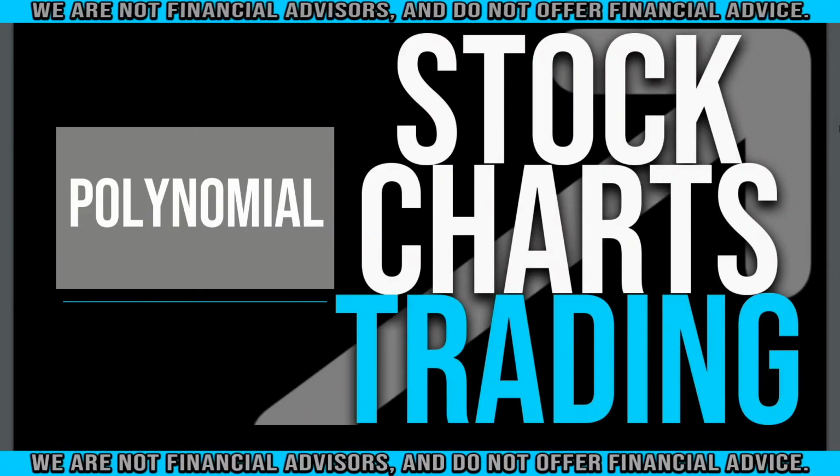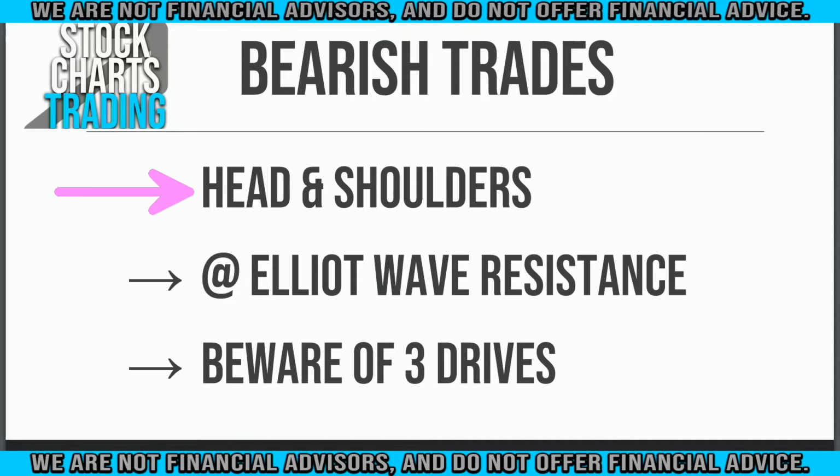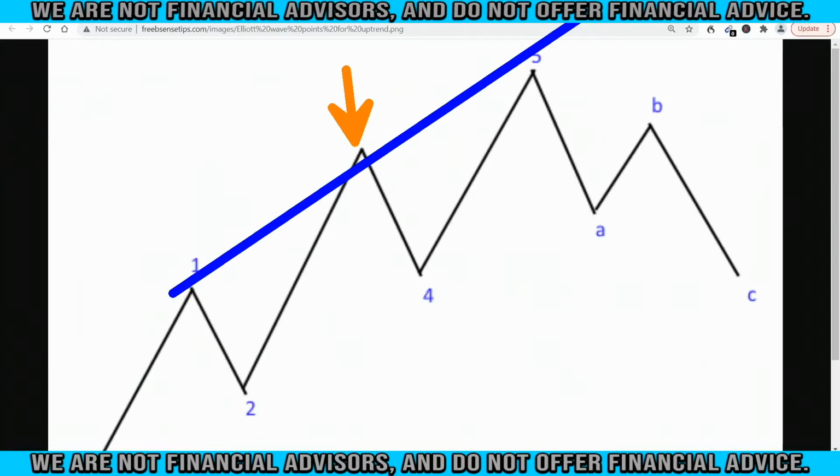Let's look at the polynomial. For this example, I want to home in on our bearish trades, a head and shoulders pattern up against an Elliott wave resistance, but always beware of a 3 drives method. Basically, when we're up against resistance on an Elliott wave, enter into the trade. There's a high likelihood of a head and shoulders pattern giving me 3 entry points.